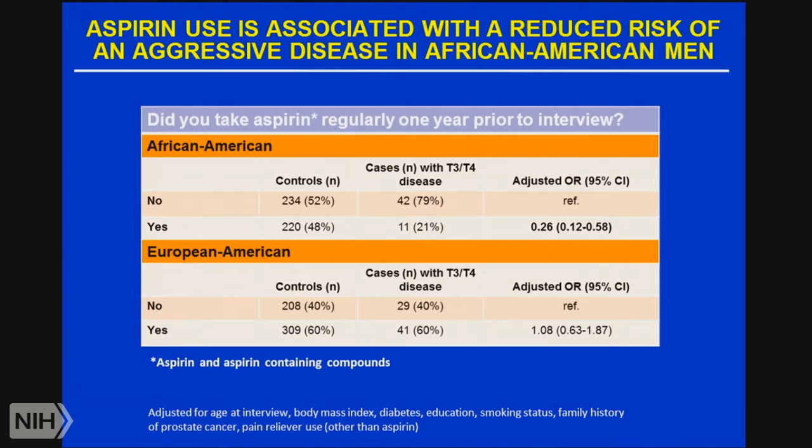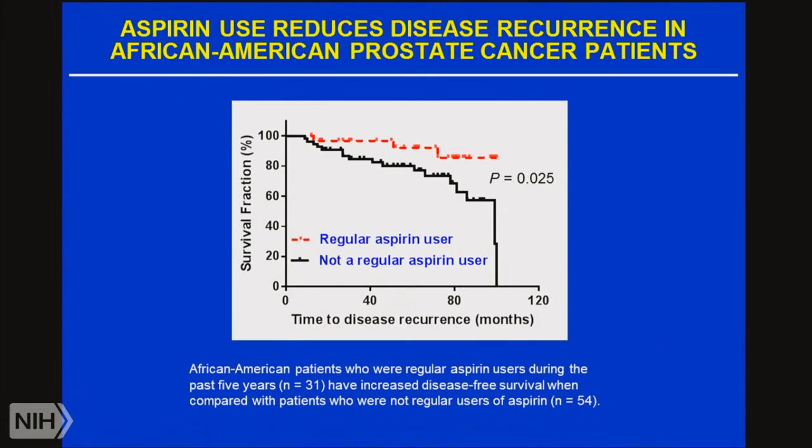We are writing up the manuscript now, but just so that you see it. So maybe aspirin works somewhere else. And here you see something else. Here we looked at disease recurrence among African American patients: here are the regular aspirin users, and here are the non-regular. You see the survival fraction, how disease occurs in those who are not regular aspirin users. There's a real difference. So from our data, we would say they should use it when they have a disease diagnosis. It could particularly be important for them because they have that inflammation in the prostate.